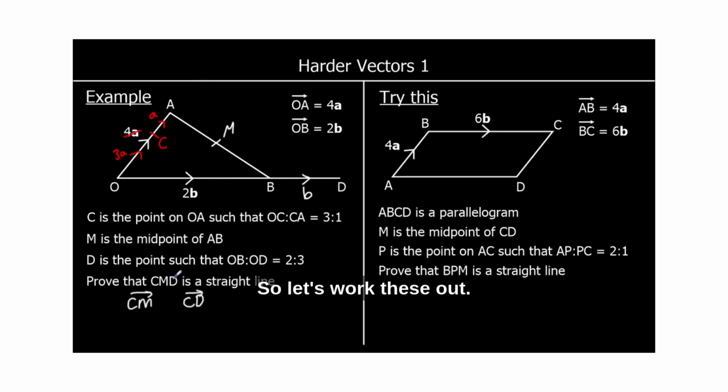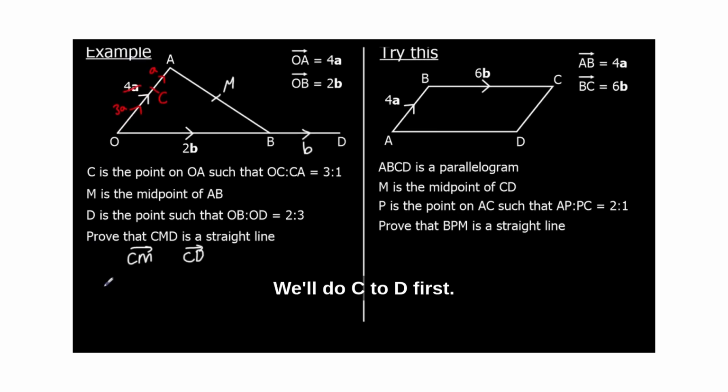So let's work these out. Going from C to D will be easier, so we'll do C to D first. To go from C to D, we're going minus 3a plus 3b.